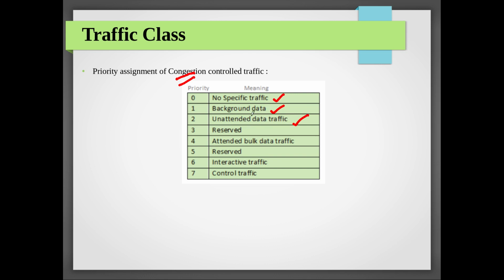That means the receiver is not there to attend the traffic. From the sender side, it keeps on sending the information, but if you look at the receiver side, it may not be active. For example, you can think of email traffic. Even though you are sending, there is no guarantee that the receiver of the email is going to check your mail immediately, right? So that is an example of unattended data traffic, and this is something that is reserved for future.